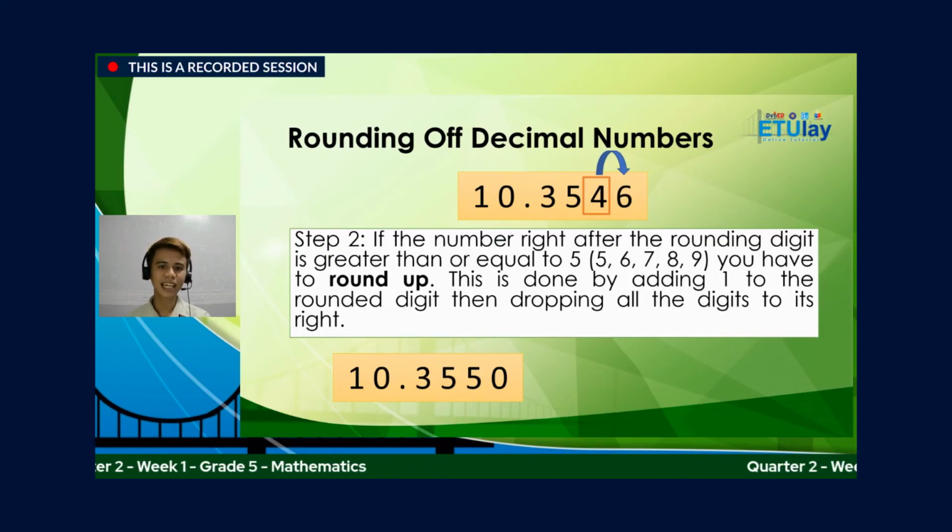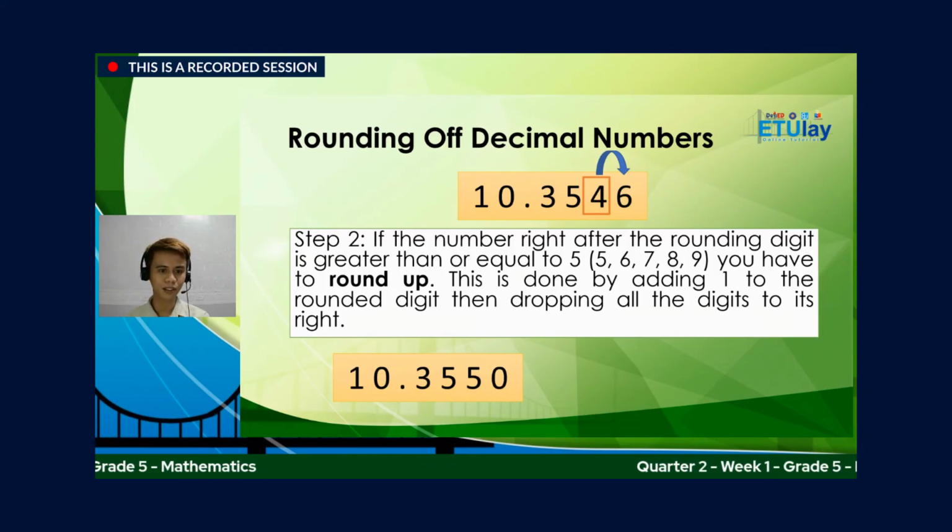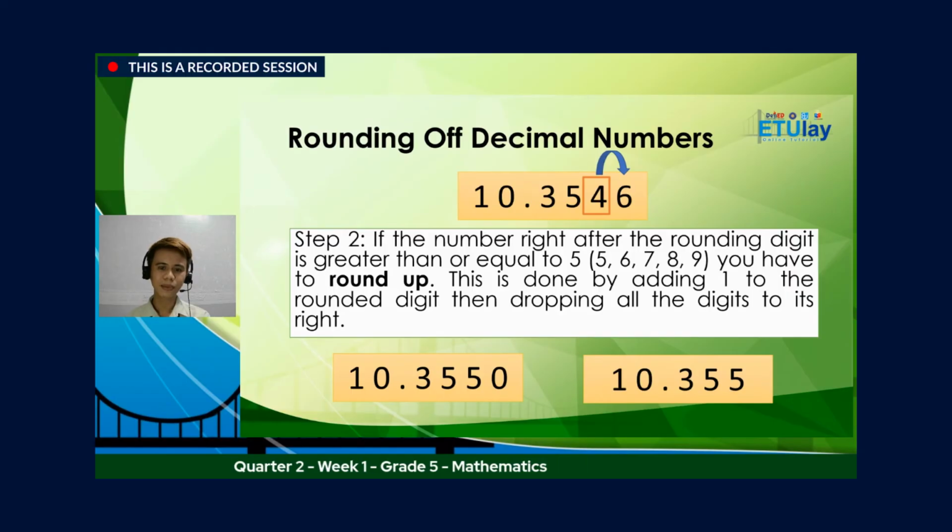3,550, 10,000. Kung kanina, nag-round down siya, nabawasan siya ng 46. Ngayon naman, naging siyang 50 or 3,550, nadagdagan siya ng 4. Kaya nag-round up ito. Kaso, nasa step natin na to drop all the digits to its right. So magiging siyang 10 and 355,000.